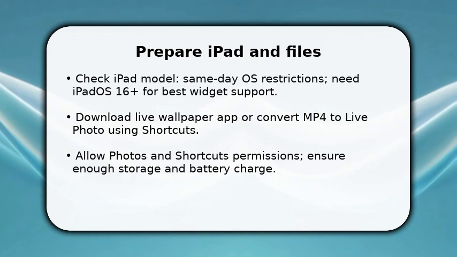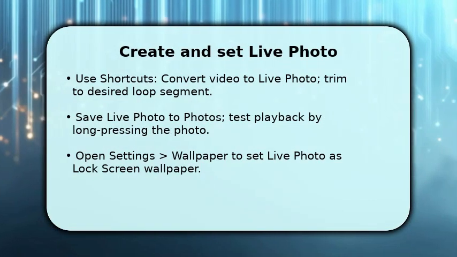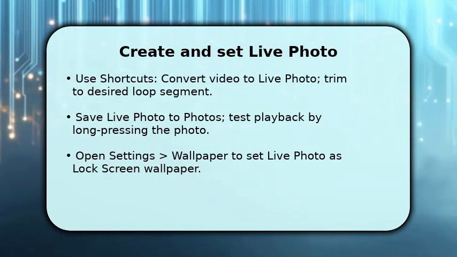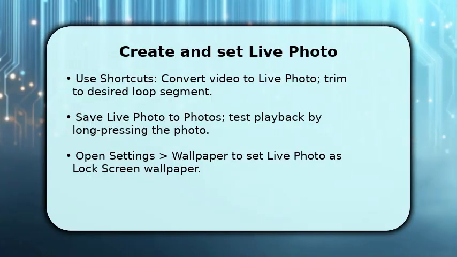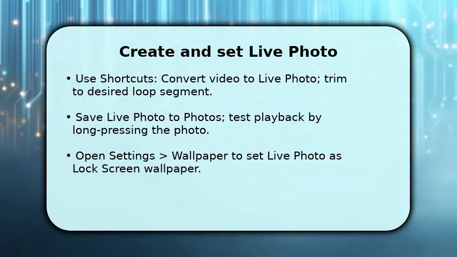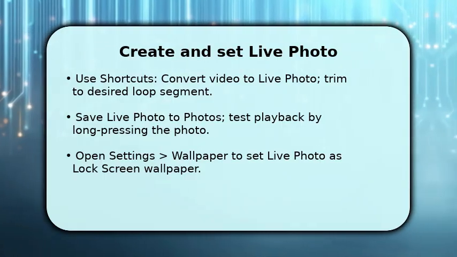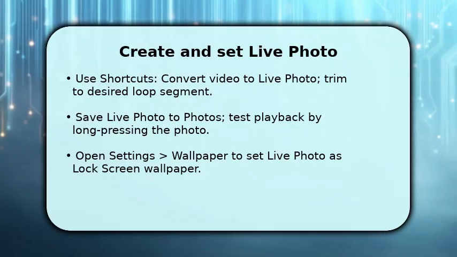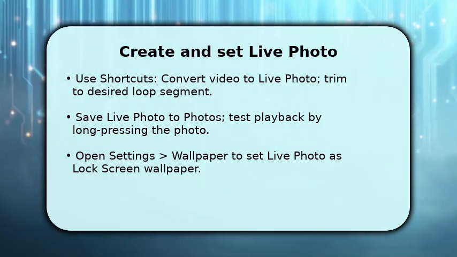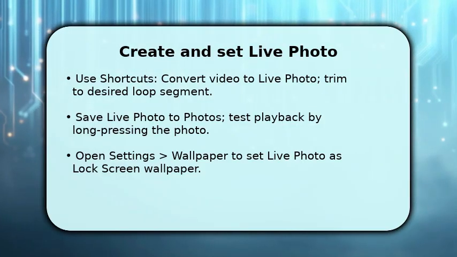Next, you convert the selected anime clip into a live photo using Shortcuts or the app's export feature. Trim the clip to the ideal loop so motion looks natural. Once exported, save it to Photos and test playback with a long press to confirm the live photo plays.